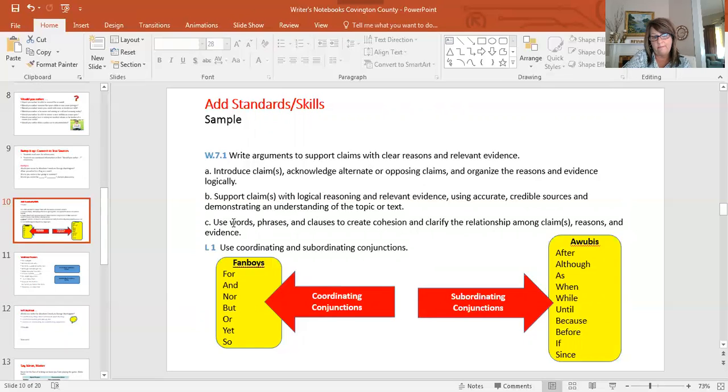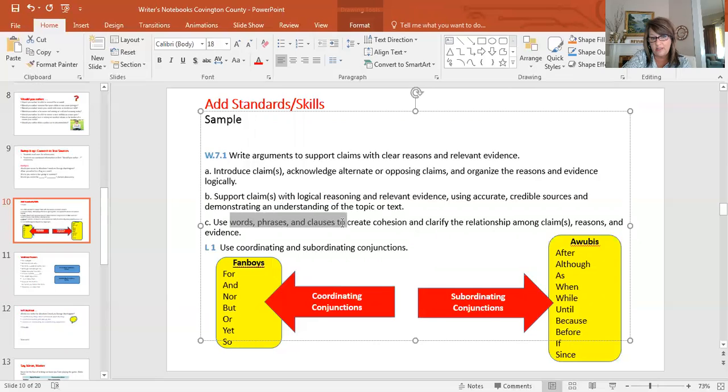Also, this is the one I want to focus on today. Use words, phrases, and clauses to create cohesion. So here's where I want to bring in the sentence frames. Now, as an English teacher, I know that I need to teach some language skills, and here's one of them. So language standard 1 at some grade levels is use coordinating and subordinating conjunctions. So remember, I'm bumping up the would you rather by adding sources and sentence frames that go along with the skill that I have to teach, which is coordinating and subordinating conjunctions.